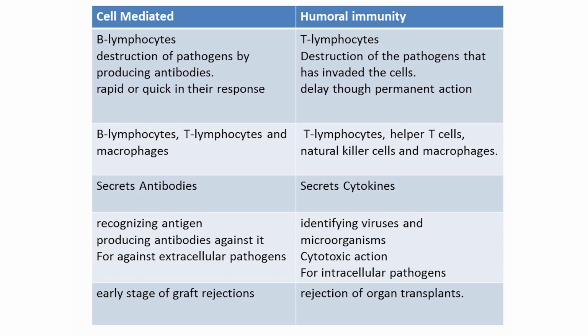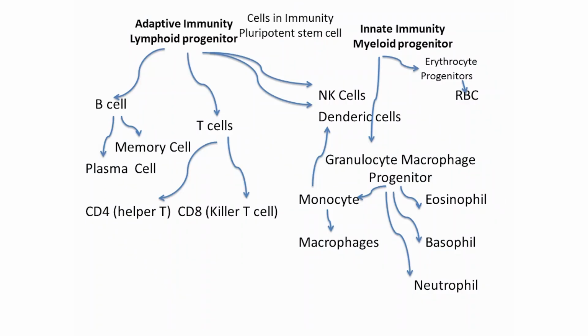And that is why the cell-mediated component is there in early stage of graft rejections, whereas the T cell and humoral immunity needs to be cared for while organ transplantations. So this is the basic difference. We have all seen this in our UG and PG days. We are just here for an overview.